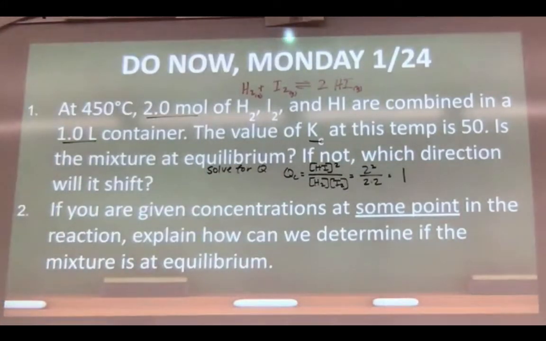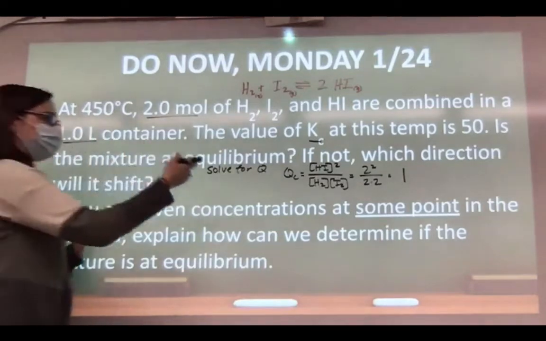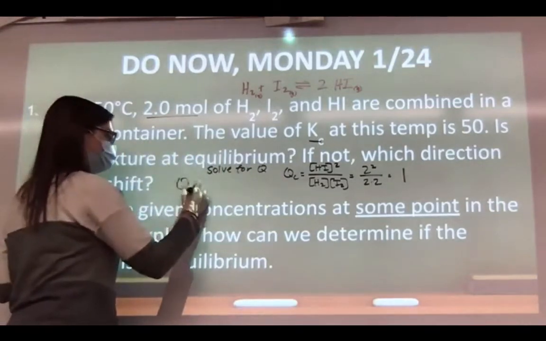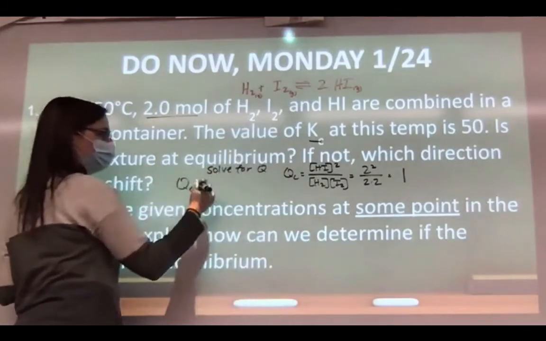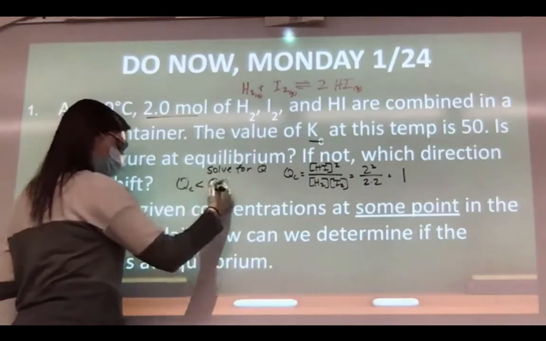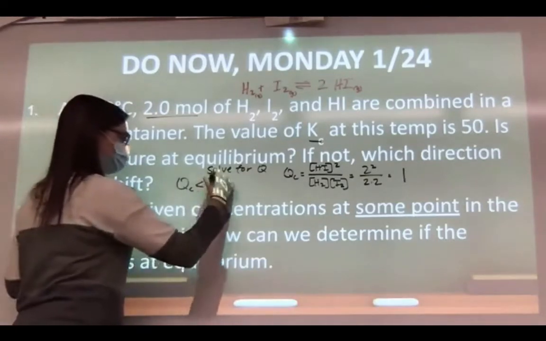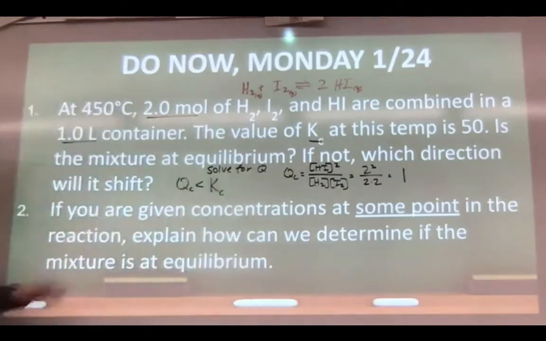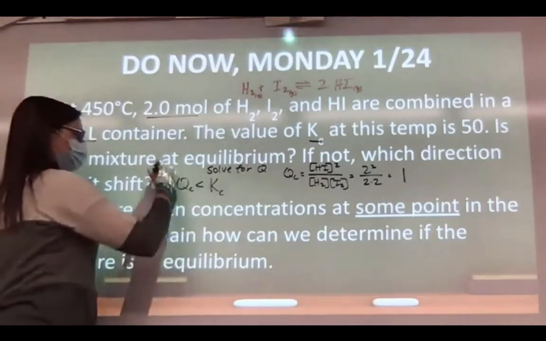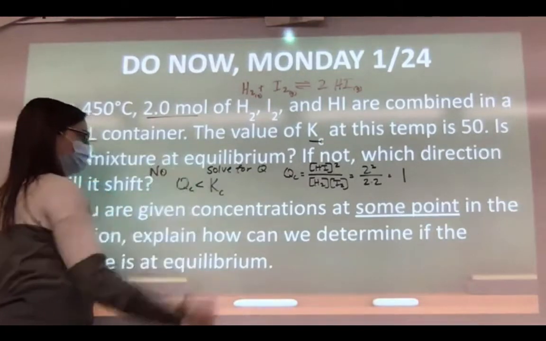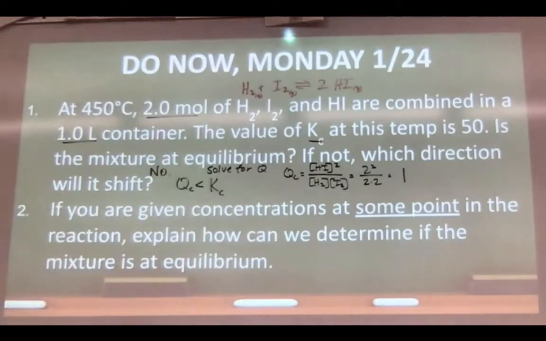So if we want to know if the mixture is at equilibrium, we compare Q to K. Well, Q is 1, K is 50. So Q is less than K. So to answer the first question, is it at equilibrium? We will say no. It's not at equilibrium because Q is less than K.